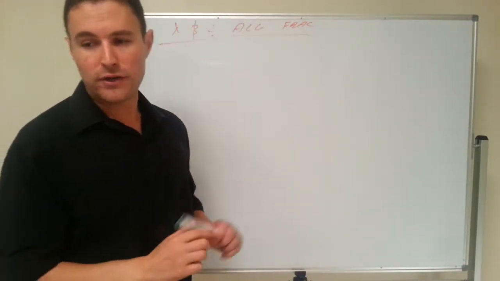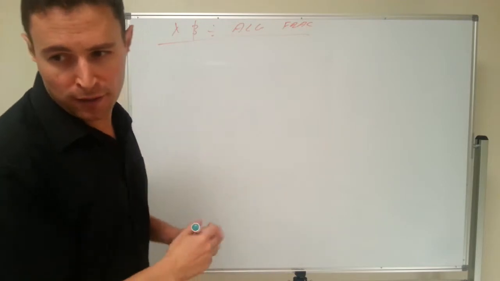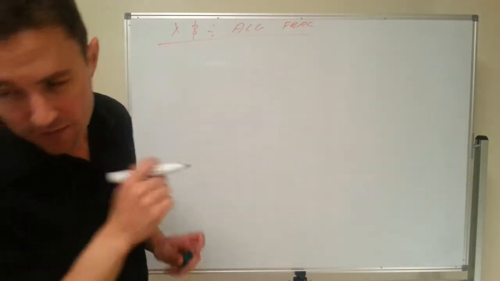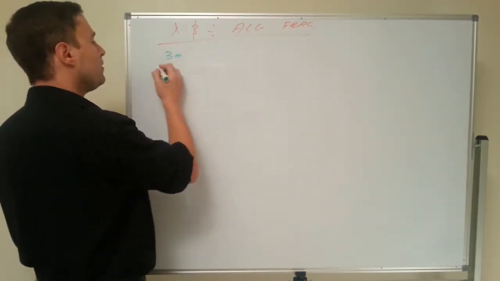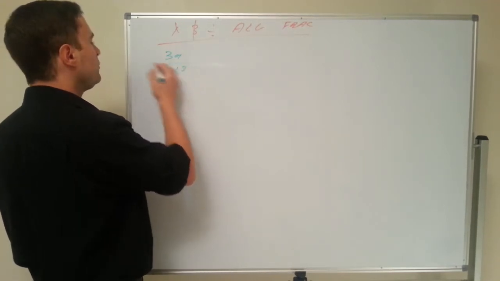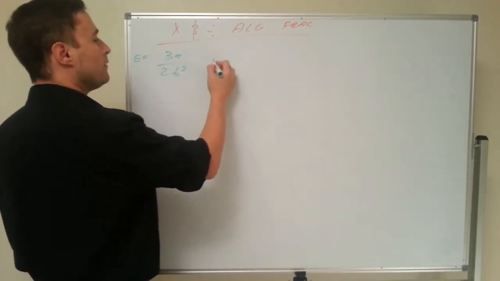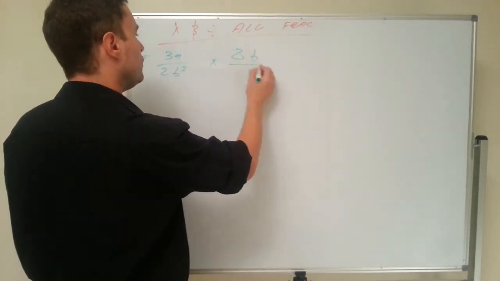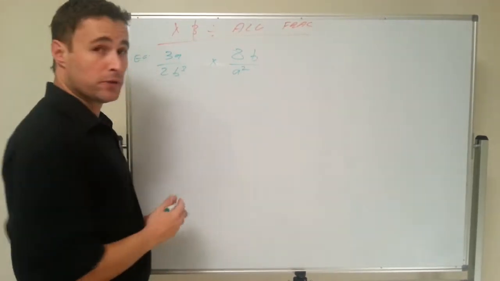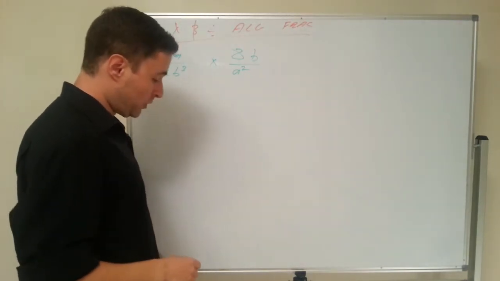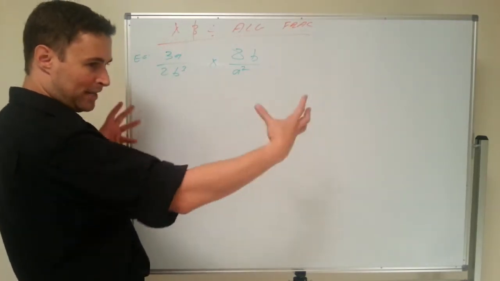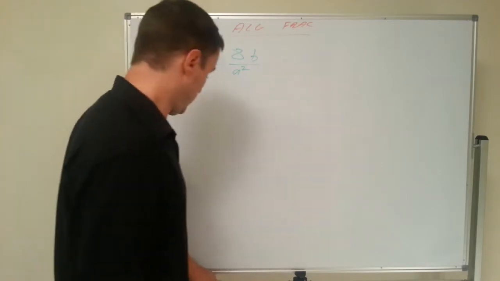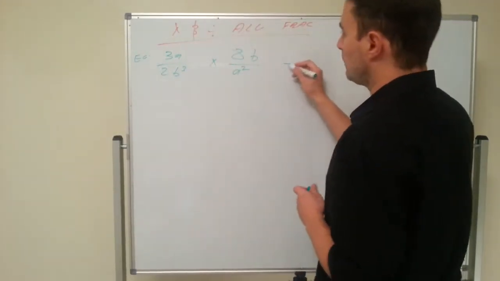So we're going to do 3a over 2b cubed, times by 8b over a squared. Are you all with me? Now, this is pretty straightforward, but I'm going to expand it a little bit to explain. So, here's the thinking behind this.